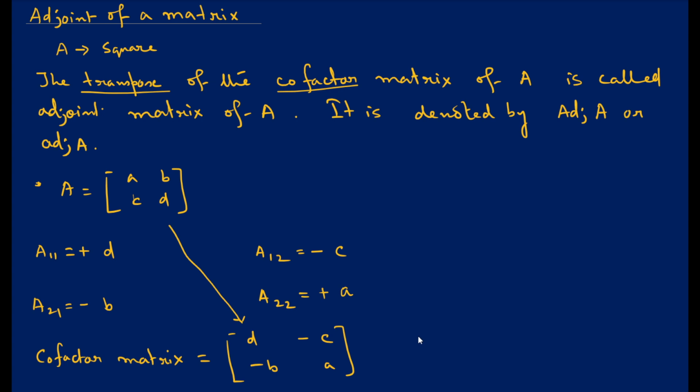So first you have to write the cofactor matrix. So this is our cofactor matrix. Now what does the definition say? The transpose of the cofactor matrix. So पहले हमें cofactor matrix निकालना है, फिर उसका transpose लेना है. So that particular matrix is called what? Adjoint of A. So what is adjoint? Adjoint is nothing but the transpose of the cofactor matrix.